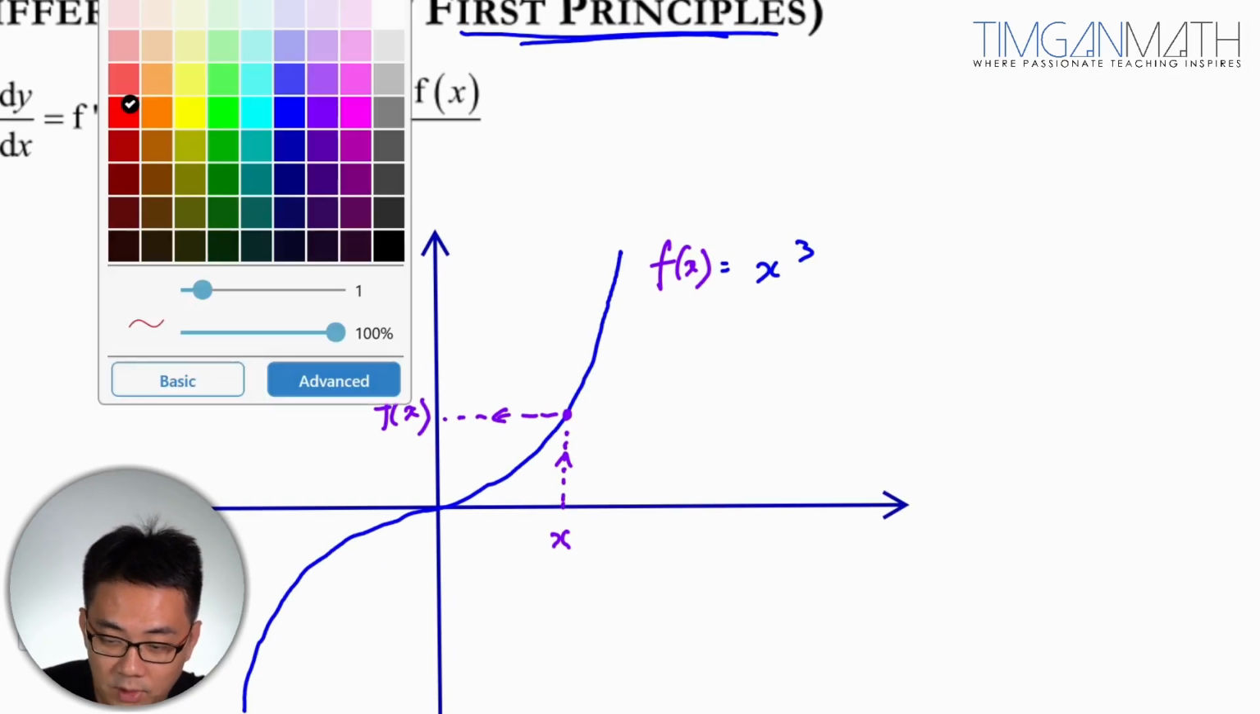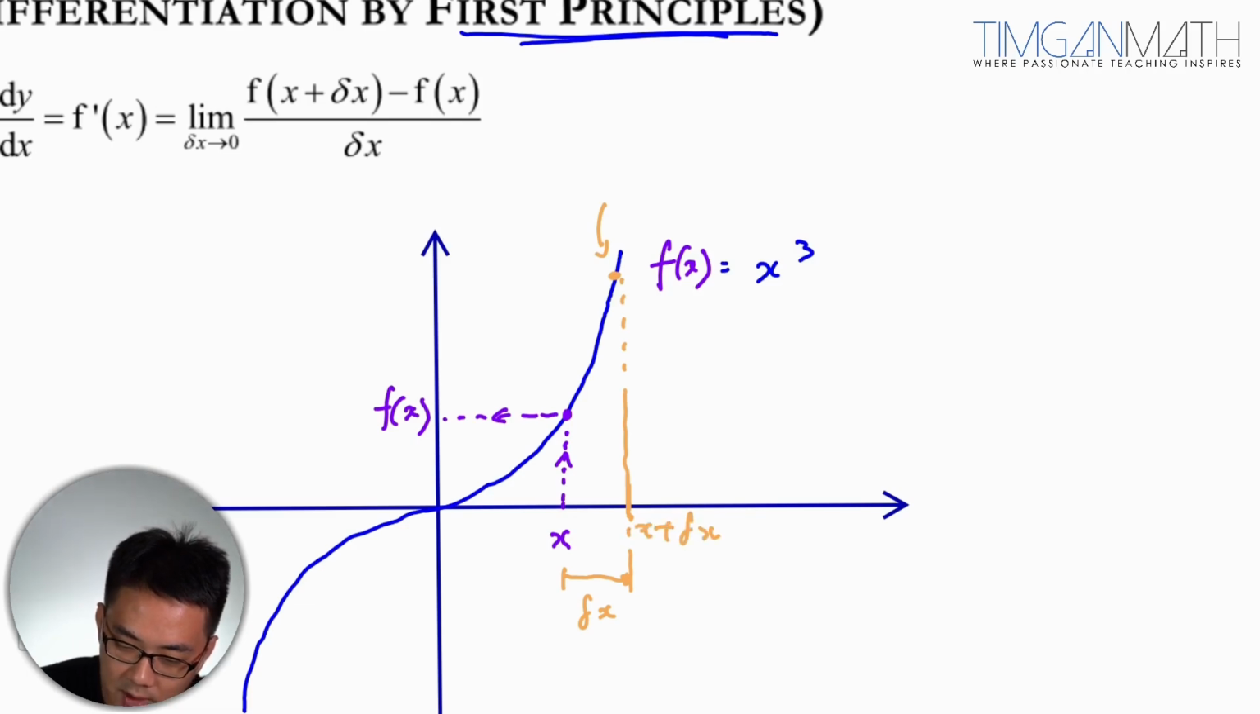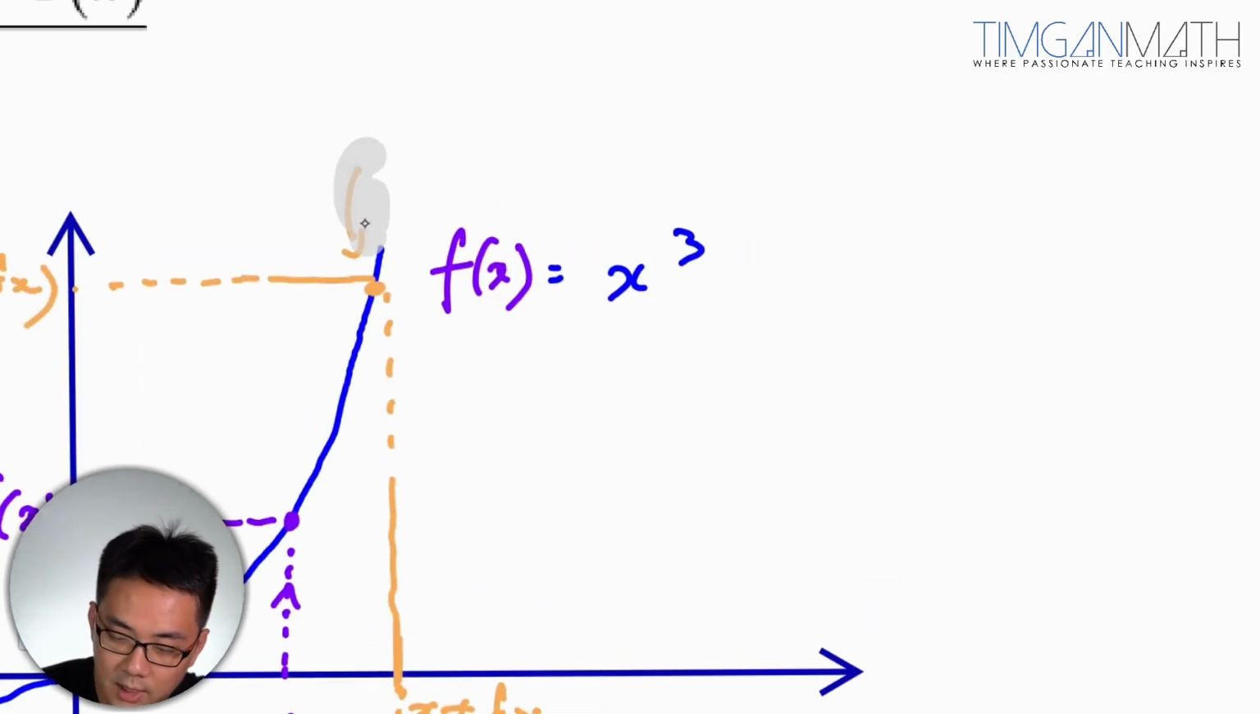Then I'm going to take another point. Now, this point here, I'm going to just add some form of delta x to it. So it looks like that. This would be x plus delta x. So this will be a function of x plus delta x, like that. Just follow me very carefully.